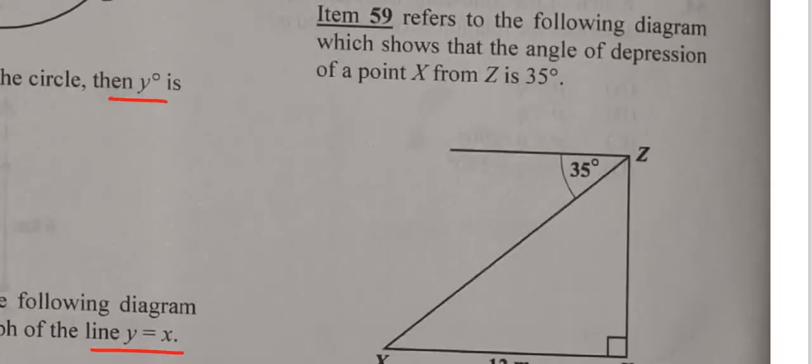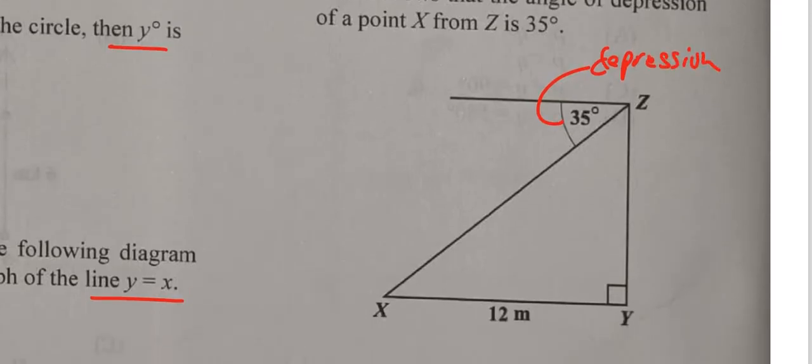59. It says here that we have an angle of depression, and it's 35 degrees. Now we can see a Z, right? That's a Z here. So this line is parallel to this line here, which means this angle here is also 35 degrees. That's the angle of elevation.